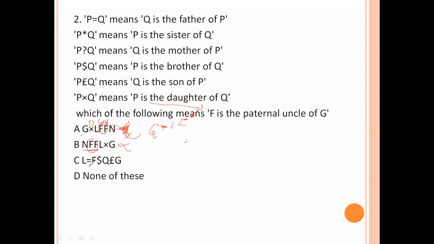L is equal to means father, dollar means brother, this symbol means son. L is father of F, F is brother of Q. Q is son of G. Now here F is the maternal uncle of G. There is no chance. F is the maternal uncle of G. This is also not the right answer. So none of these is the right answer. Option D is the right answer.